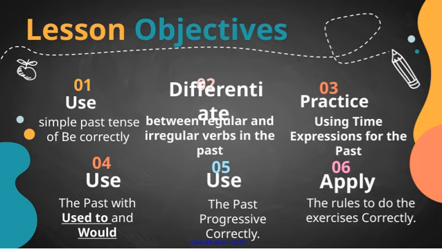We'll cover the past with used to and would, which are useful for talking about habits or repeated actions in the past. Additionally, we'll learn how to form the past simple tense of be properly, ensuring your sentences are grammatically correct. Remember, mastering these rules will help you communicate past events clearly and confidently.